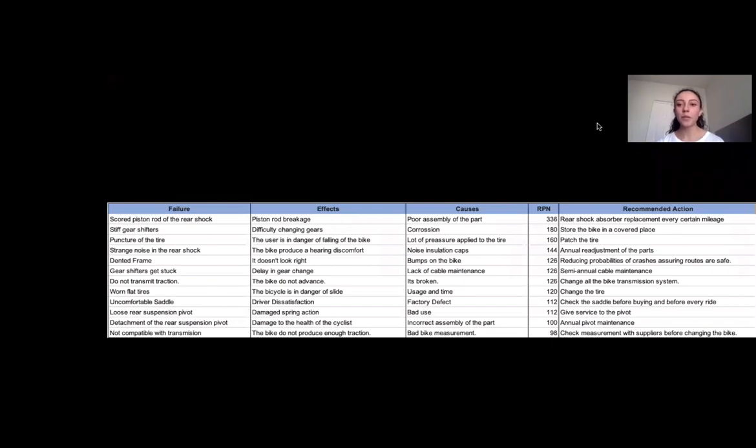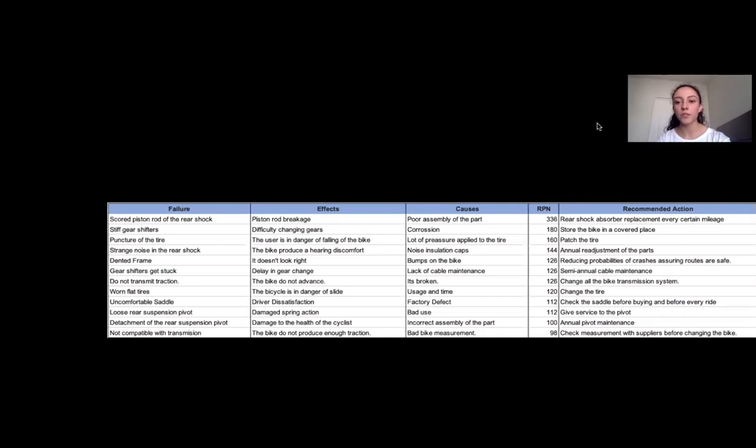So now we are going to talk about the recommended actions for the different failures of the process of the bicycle. For this part, we took into account the most important element, that is the RPN, to know the most important failures on which we need to focus to improve and to make a better process. So we got the top 3 and we are going to talk about them. First, we have the scarred piston rod of the rear shock, the stiff gear shifters, and the puncture of the tire.